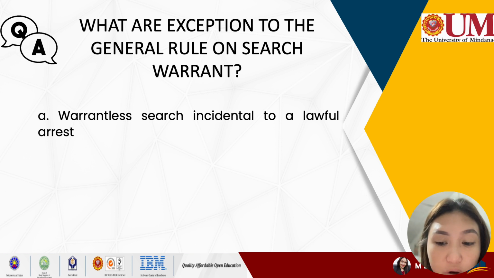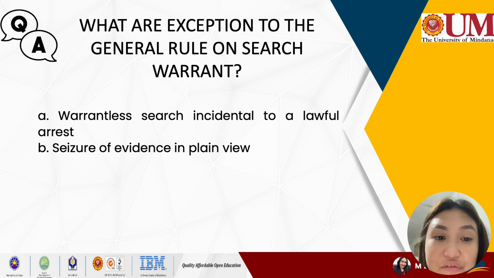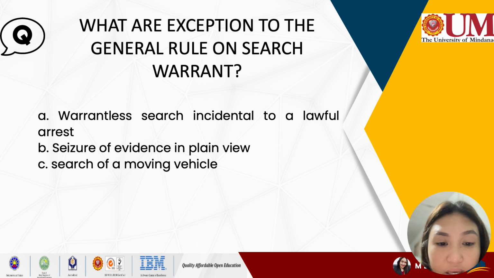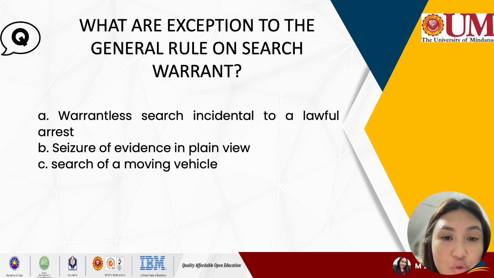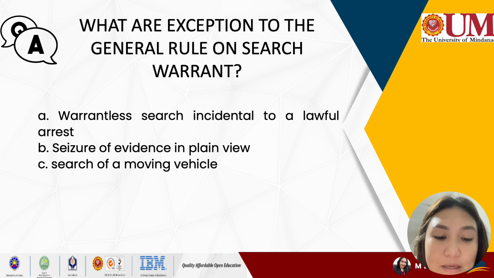And the second one, wherein a search warrant is not needed, seizure of evidence in plain view. This occurs when law enforcement, while in a lawful position, observes evidence of a crime that is immediately apparent. The plain view doctrine allows officers to seize the visible evidence without a warrant. Another exception is search of a moving vehicle. Law enforcement can conduct a warrantless search of a moving vehicle if there is probable cause to believe it contains evidence of a crime. And vehicles have a reduced expectation of privacy due to their mobility.